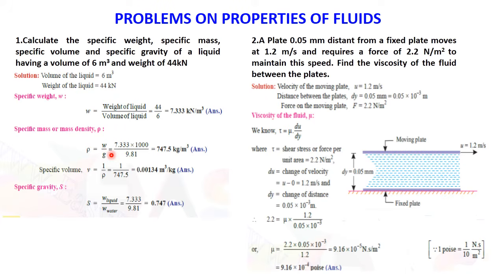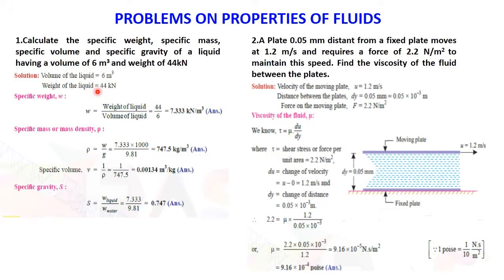So here the actual unit of density is kg per meter cube. So we are converting that actual value of specific weight into first Newton. So 7.333 into 1000, that is in actual Newton case, and divided by 9.81, so that Newton will become kg. So therefore it is 747.5 kg per meter cube. This is the value of the density, that is specific mass.